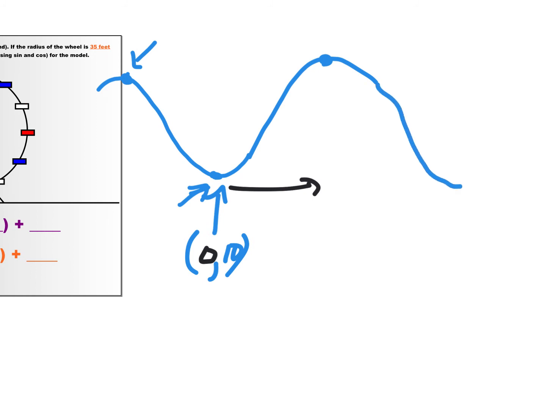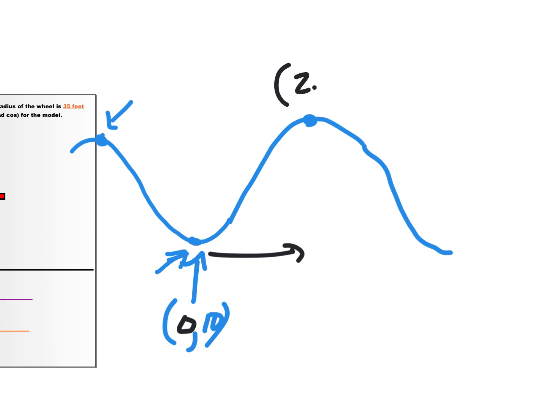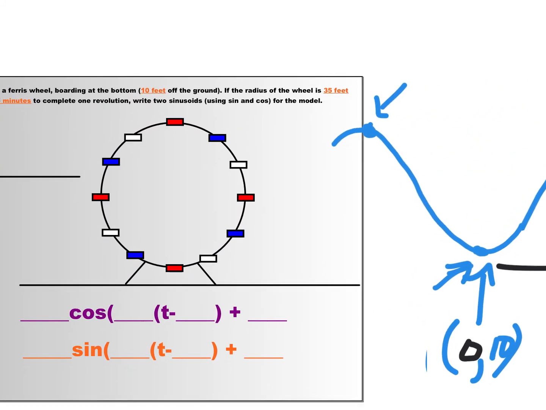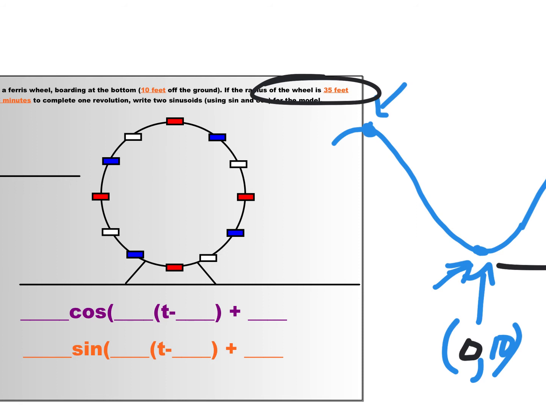So 2.5 minutes. So this spot would be at 2.5 for the minutes, comma, a height of how high are you off the ground? Dice of Destiny, how high are you at your highest point? Lauren. Hint has to do with the radius of the wheel. Okay, so if the radius of the wheel is 35, how far is it from here to here? 70. Yep. And how far off the ground were you in the first place? 10. So how high are you?